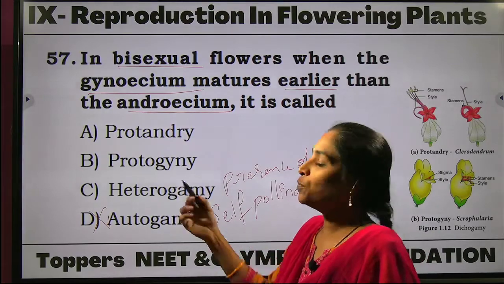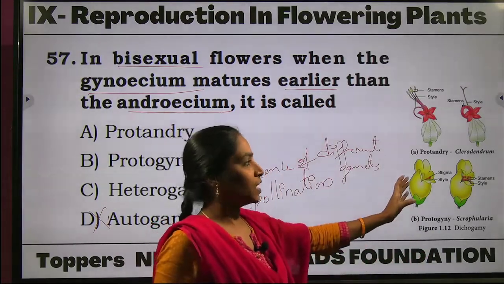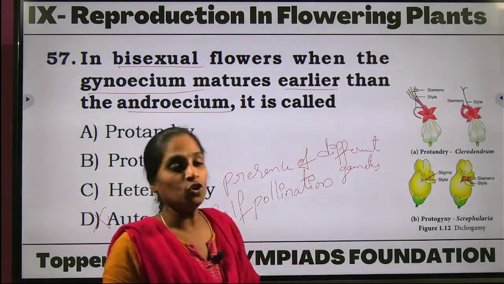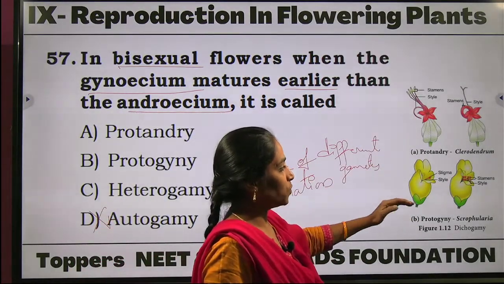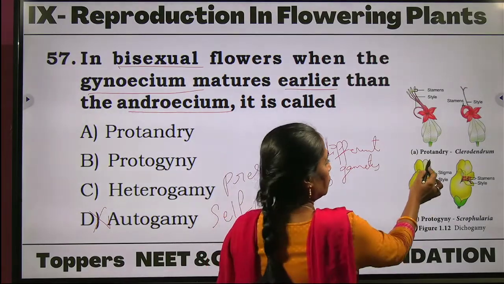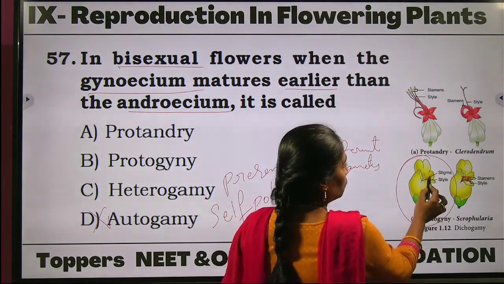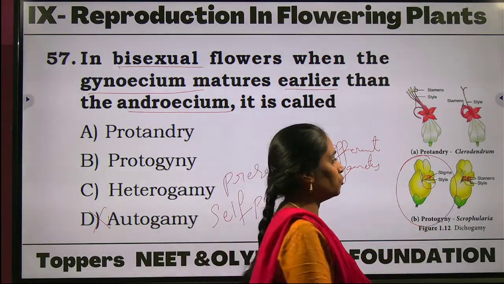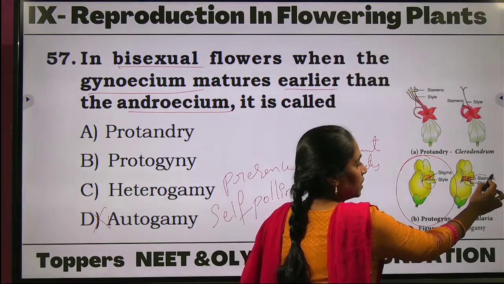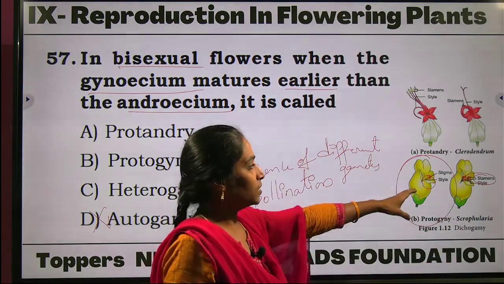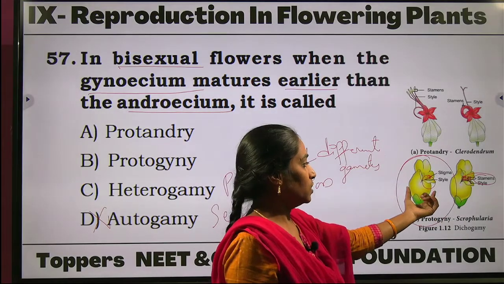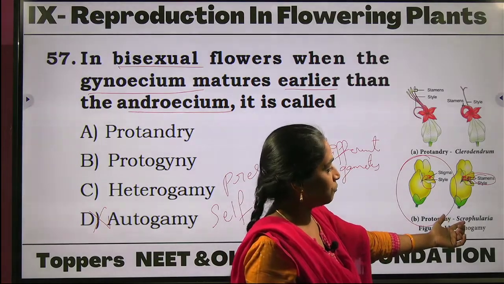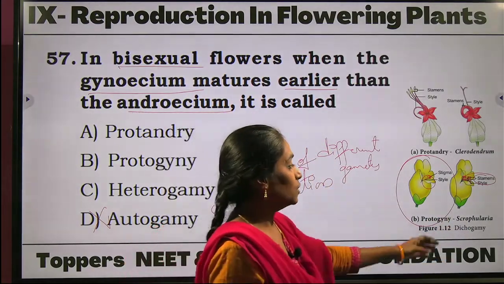Yes. Now coming to protandry and protogyny, let us look at the figure once, my dears. What is protandry and what is protogyny? If you observe the figure, in the first flower you can observe only the stigma and style, right? In the second figure, the stamens are arising later than the stigma, right? So this type of flower is a protogyny flower. An example is Scrophularia.